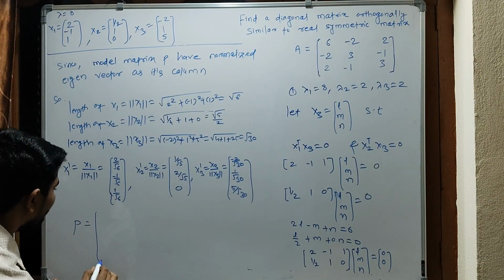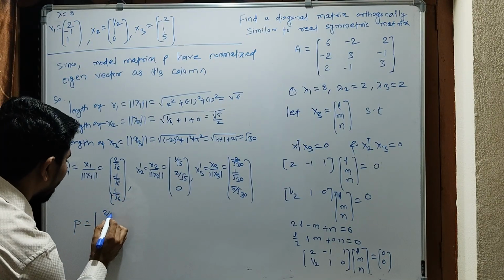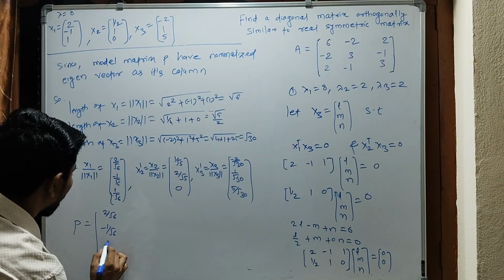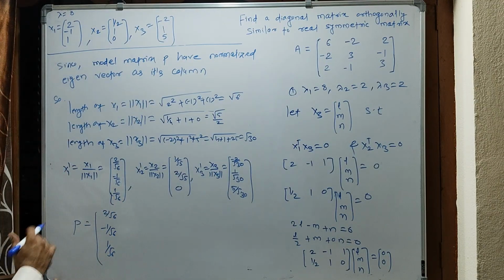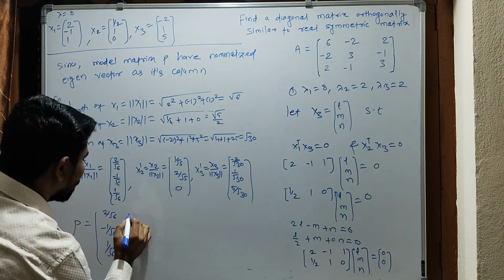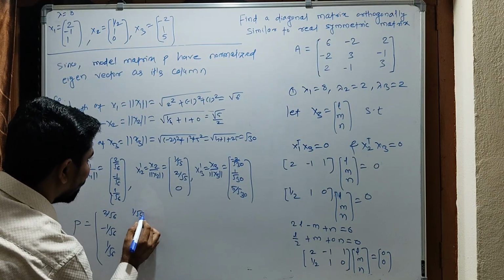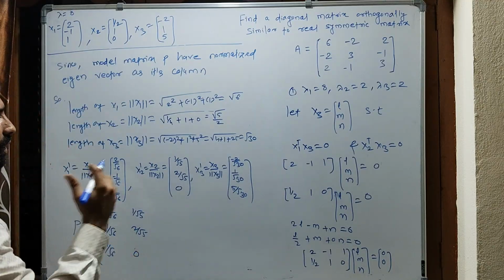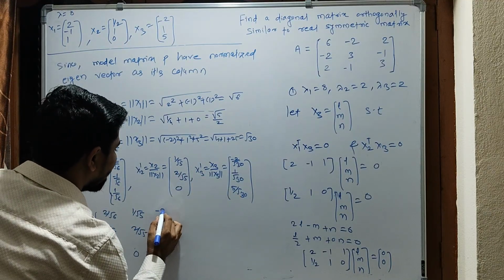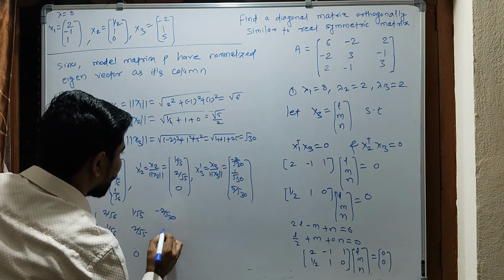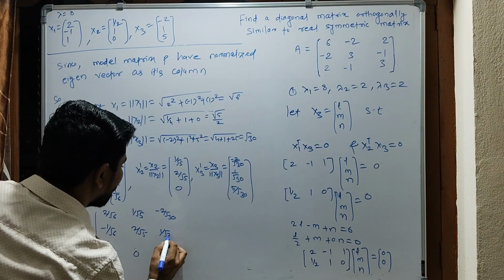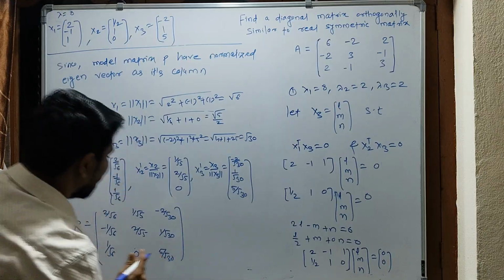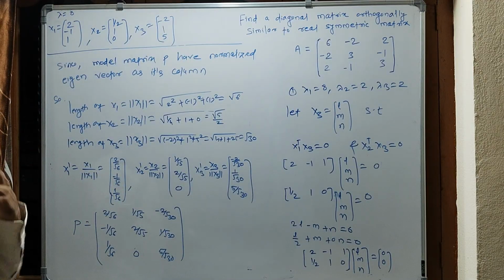Here the first column is my first eigenvector: 2 by root 6, minus 1 by root 6, 1 by root 6. The second column is my second eigenvector, x2 dash: 1 by root 5, 2 by root 5 and 0. The third eigenvector is my third column: minus 2 by root 30, 1 by root 30 and 5 by root 30. So this is the matrix P, which is the model matrix.